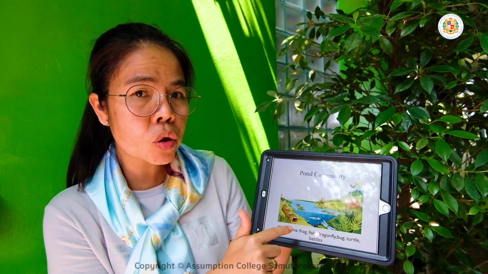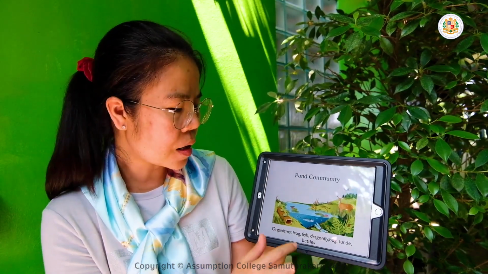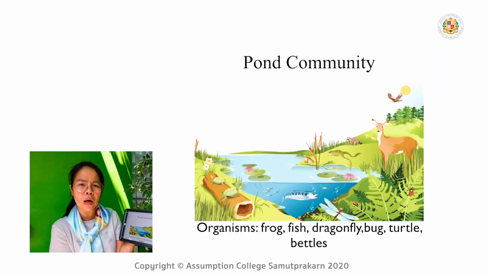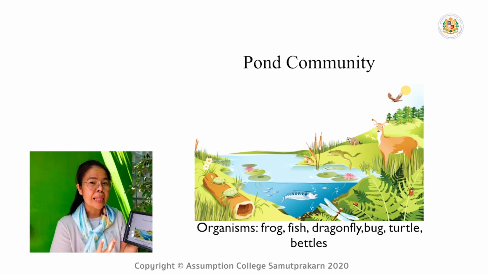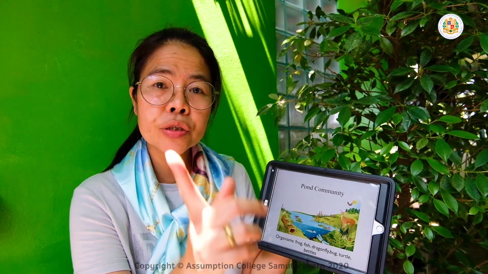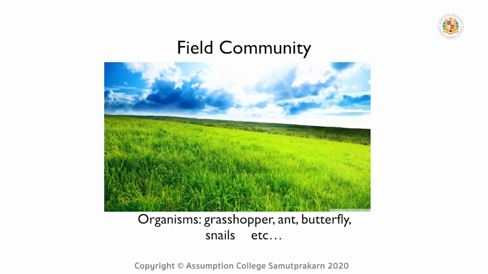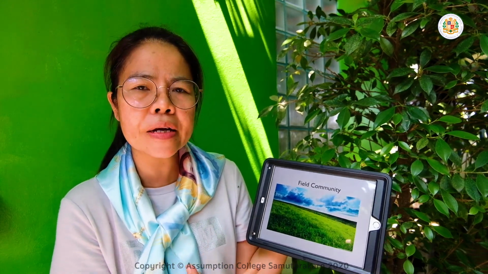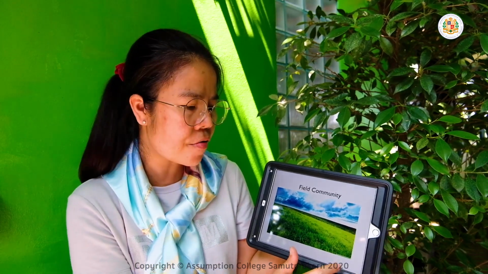And let's turn back to what organisms we can find in ponds. Okay, so frog, fish, dragonfly, turtles, and beetle, they prefer to live here because they are aquatic animals, also the plants too. Let's go to another community. See, this is a field community. We can find many types of animals living here, and many types of plants growing in this area too.